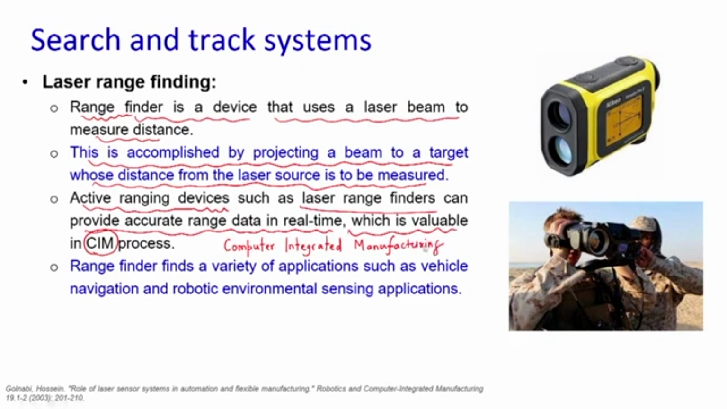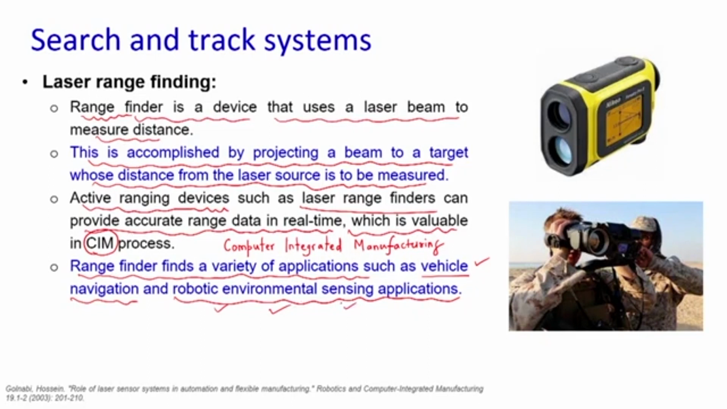So, this is quite a wide term, computer integrated manufacturing, and it involves automation as well. Range finders find a variety of applications such as vehicle navigation and robotic environmental sensing applications. So, as far as manufacturing automation is concerned, the range finder helps us with vehicle navigation and robotic environmental sensing applications.